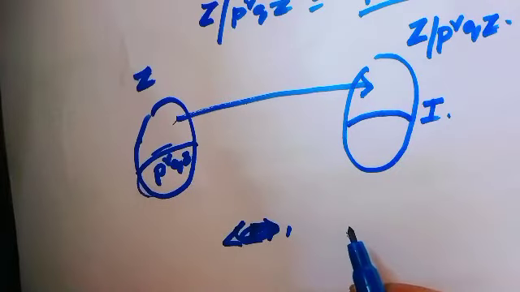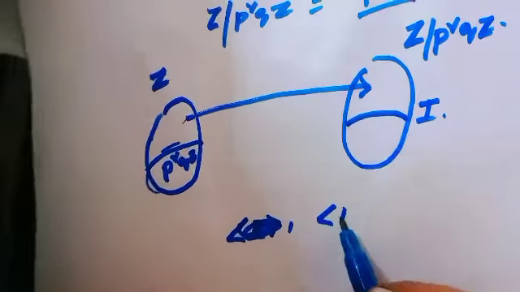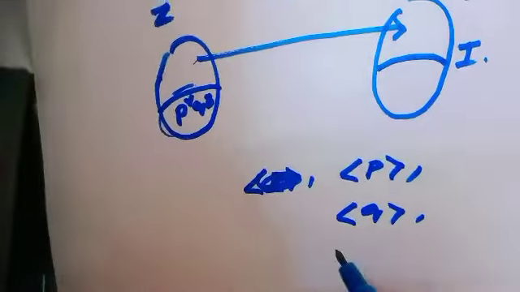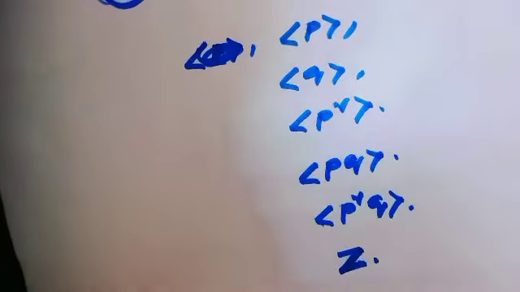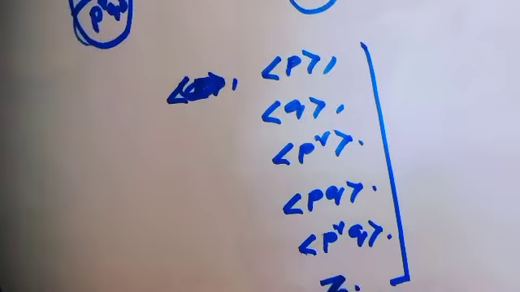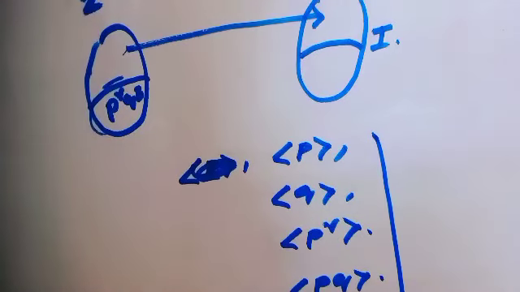same as before, all the divisors of p² qZ. That means the ideal generated by p, the ideal generated by q, the ideal generated by p², the ideal generated by pq, the ideal generated by p² q, and Z. Are you getting it? These are the total ideals in the ring Z mod p² qZ.